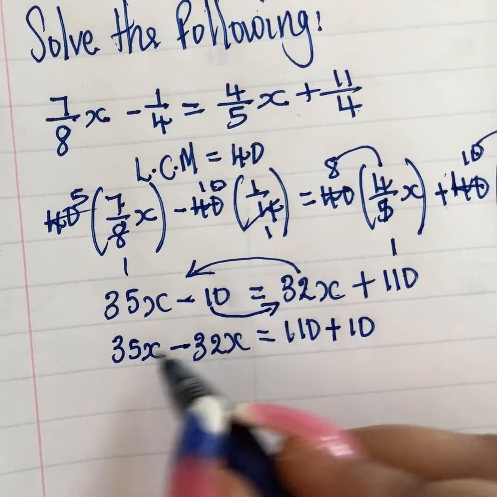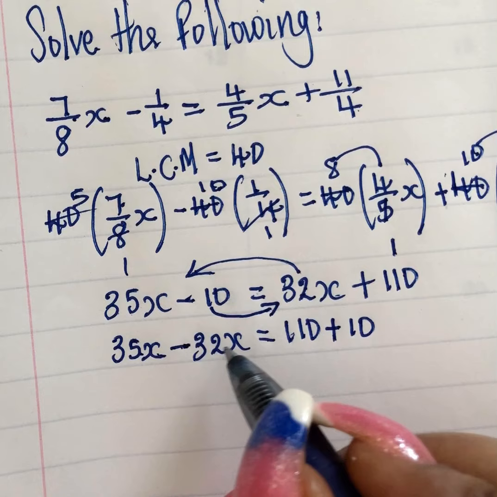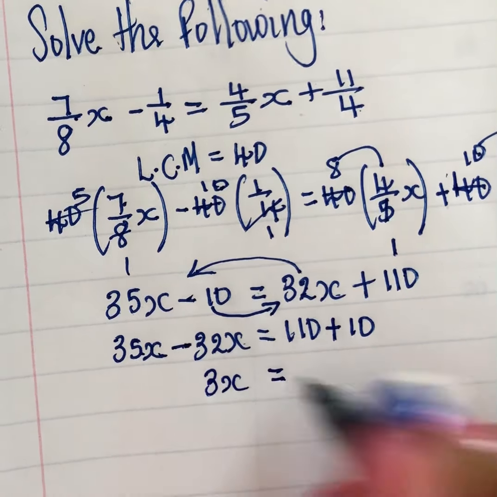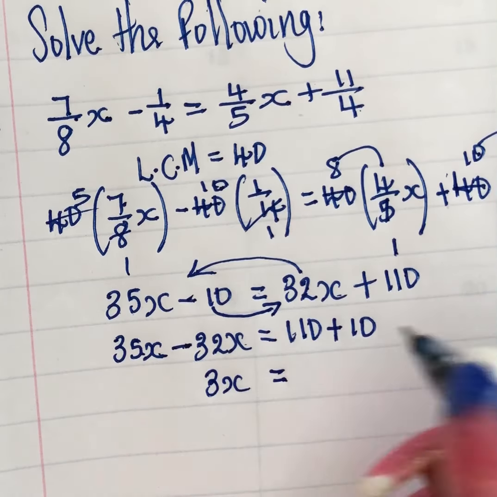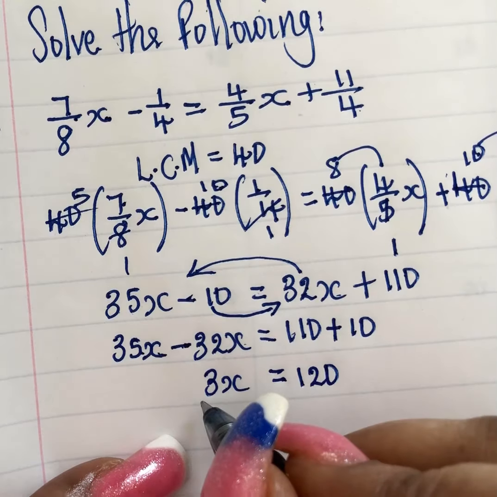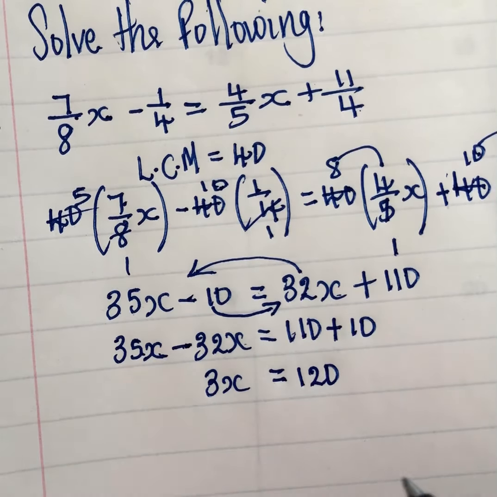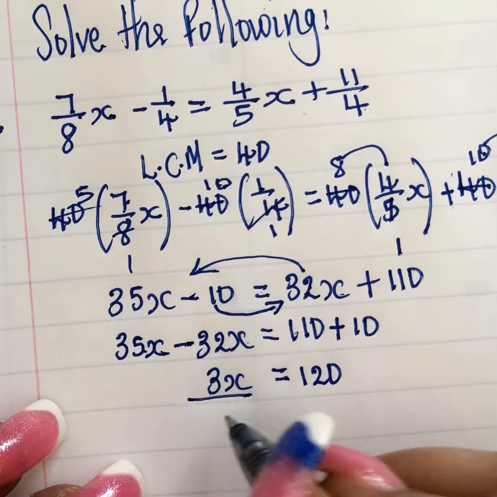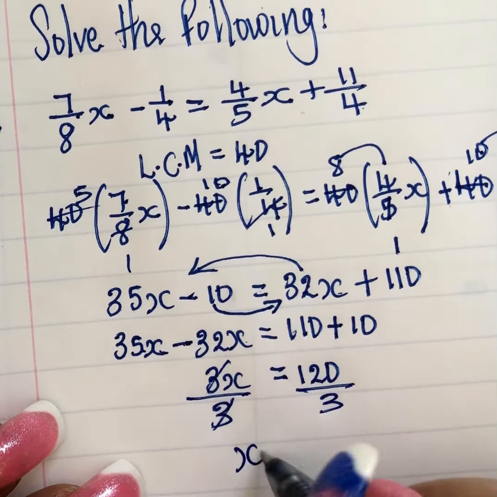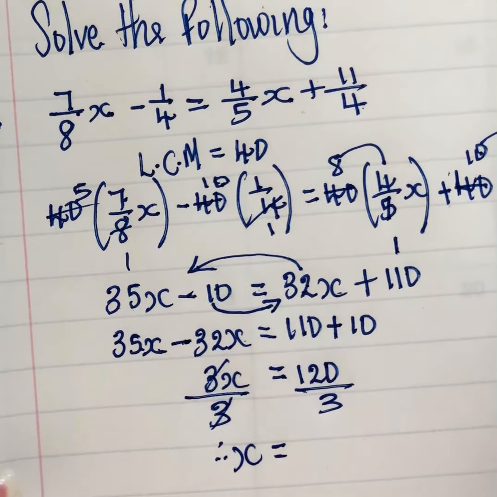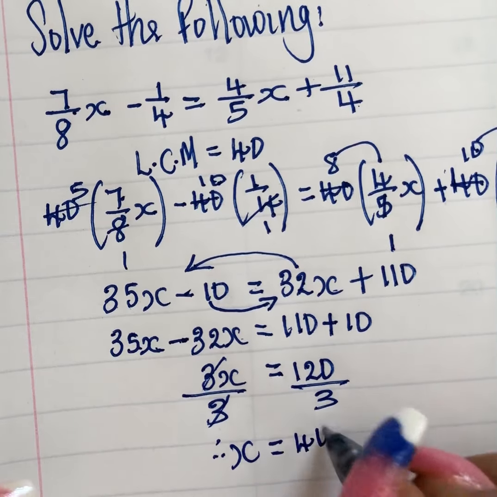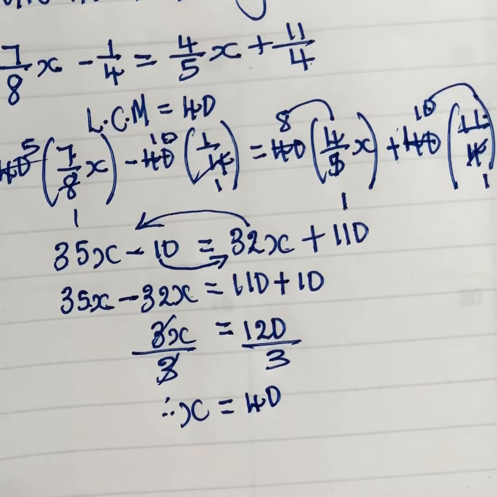Let us simplify. 35x minus 32x is 3x. 110 plus 10, 120. I solve for x, so I need to get rid of 3. So I must divide both sides by 3. It goes into itself once. And 3 into 120, 3 fours are 12, so 40.